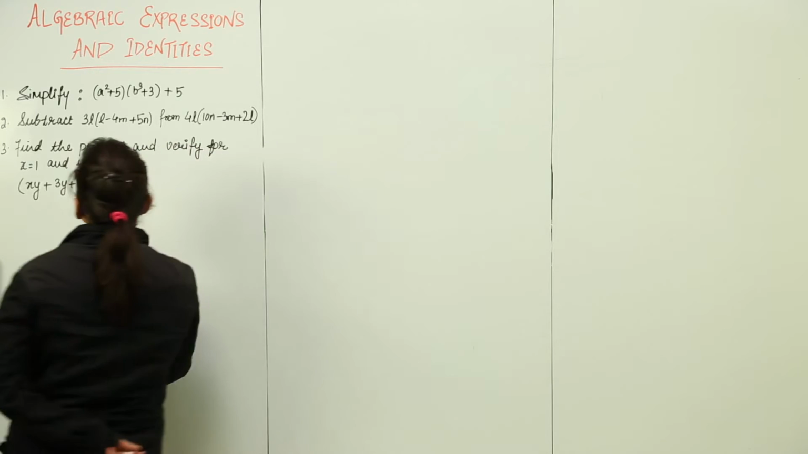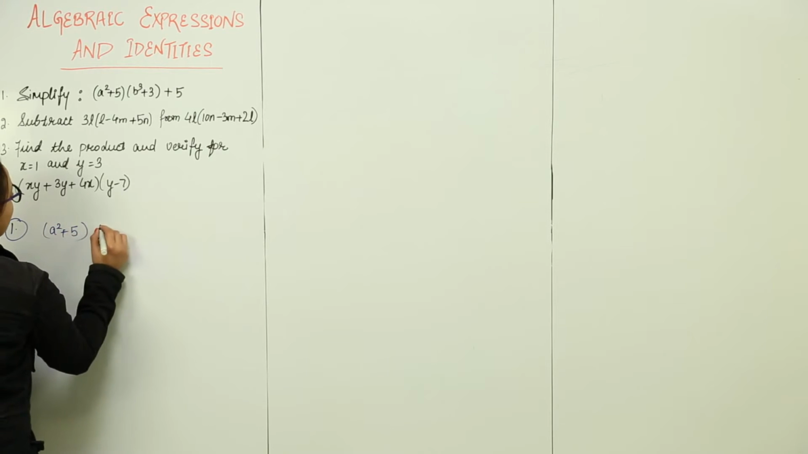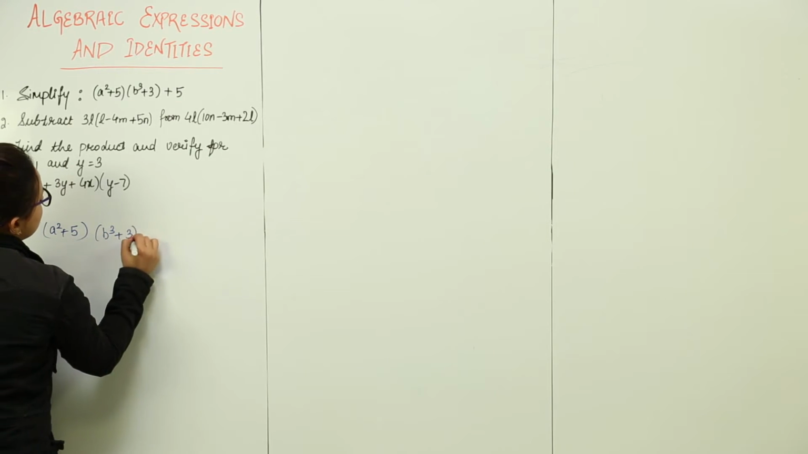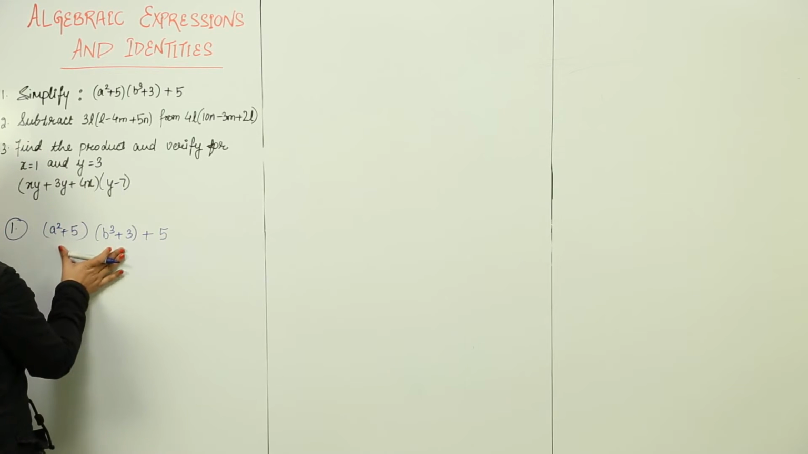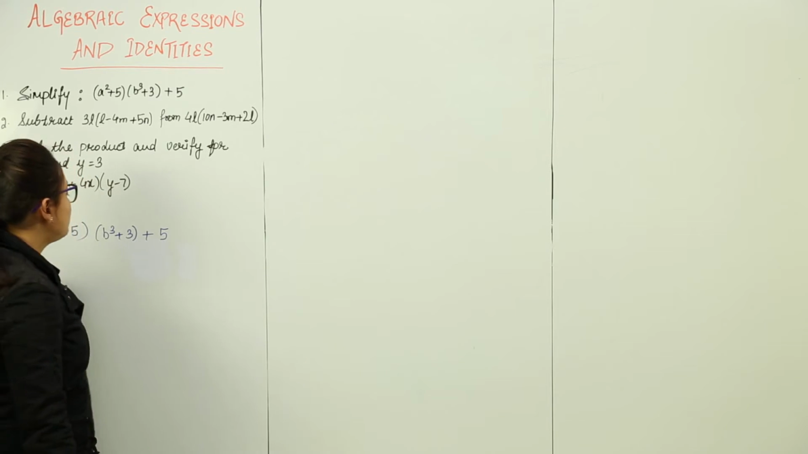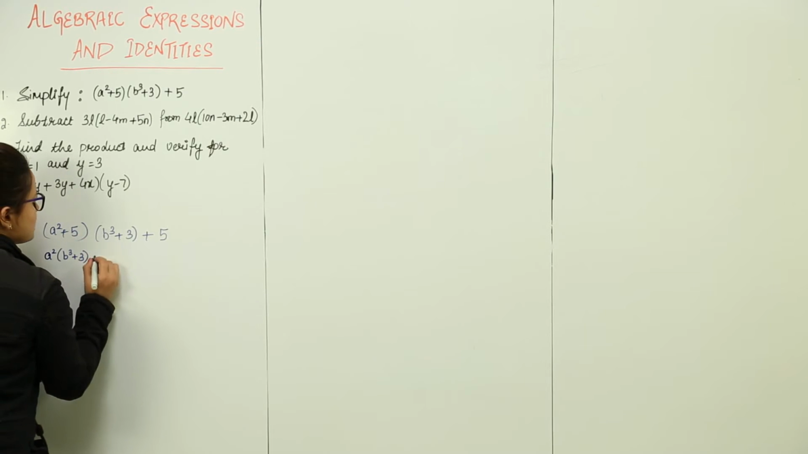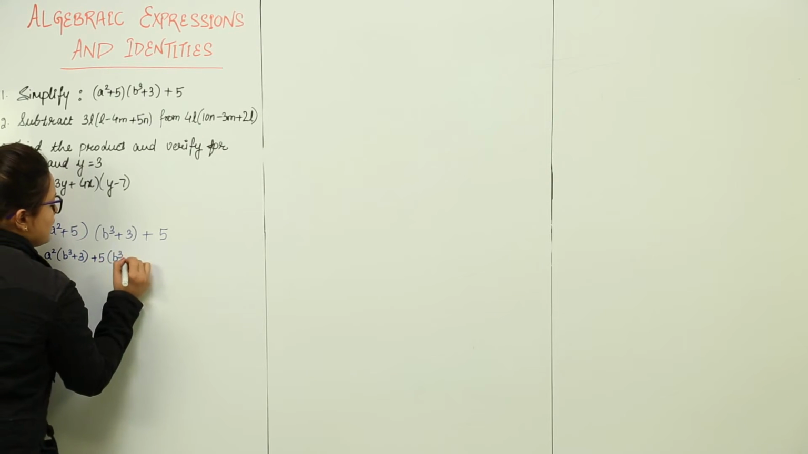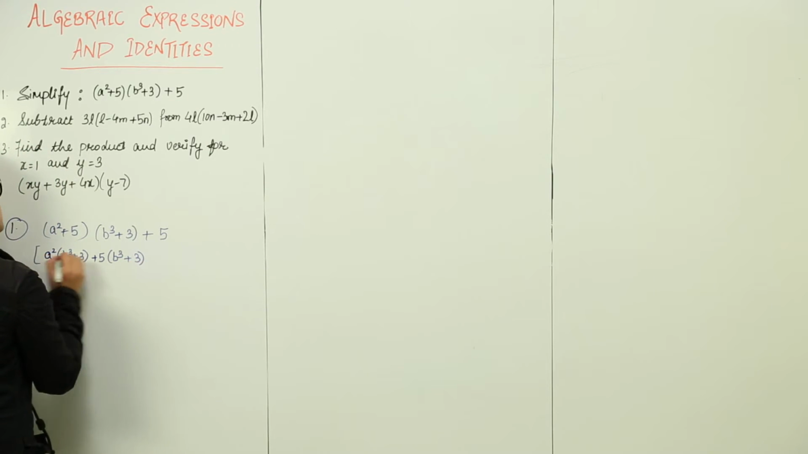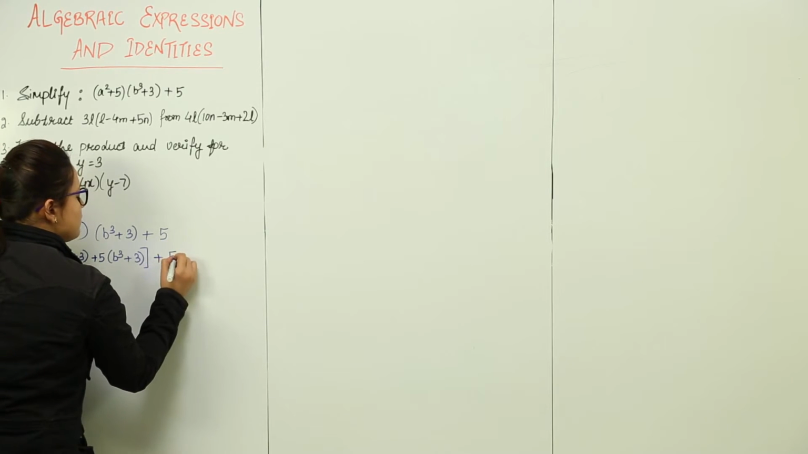I'll be starting with the first question, that is (a square + 5)(b cube + 3) + 5. Now we can see here these two terms are to be multiplied. Both of these are binomials. So how do we multiply binomials? We write the first term of the first binomial and we write the second binomial as it is. We write the second term of the first binomial and second binomial as it is. This is how we solve the product of two binomials, and we write plus 5 as it is.